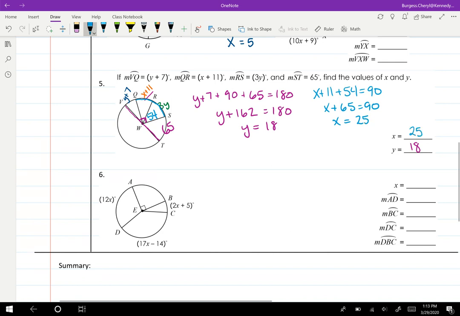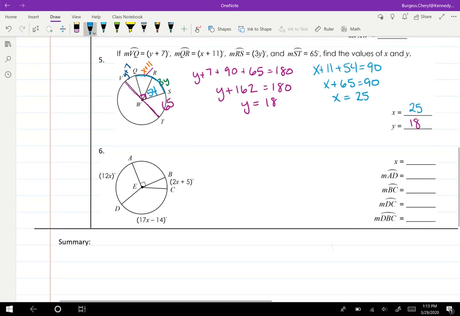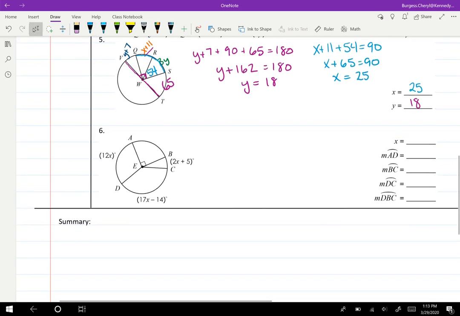Okay, so hopefully this lesson was pretty easy for you. You have a couple things to practice on IXL. After you finish these notes, please write your summary and take a picture, upload it to Focus so I know that you did them.